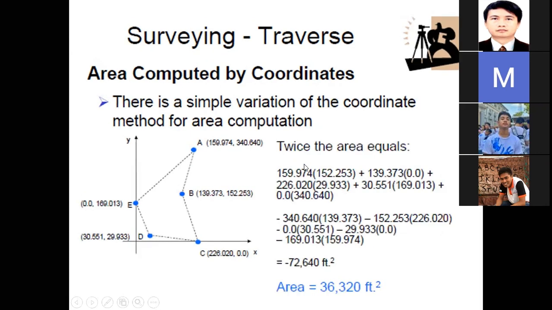If we substitute the values, this will give us negative 72,640. Since this value represents twice the area, we divide both sides by 2 and take the absolute value. This will give us the same value, 36,320 feet square.